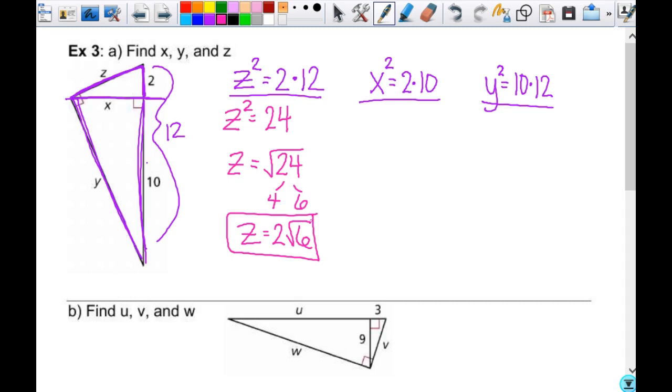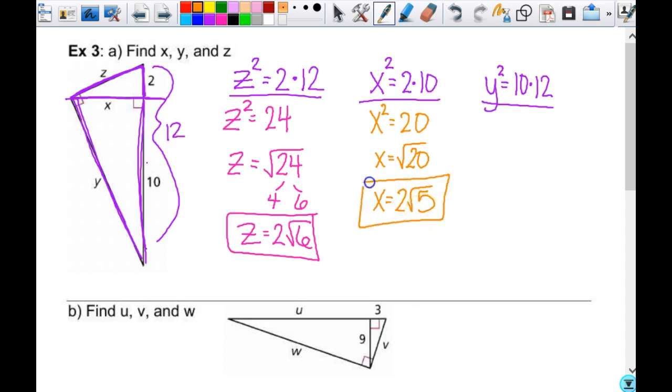Okay, so there's z. Now I can move on to x. This gives me x squared equals 20, which means x is the square root of 20. So what does x equal? 2 square root of 5. Good. And remember, you can always check yourself. I take 2 and square it, it's 4. 4 times 5 is 20. I'm good. But you also have to make sure you have everything taken out that you possibly can.